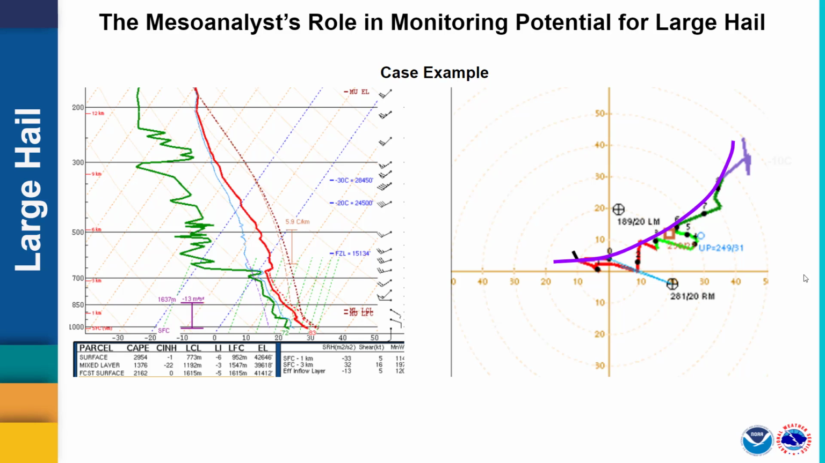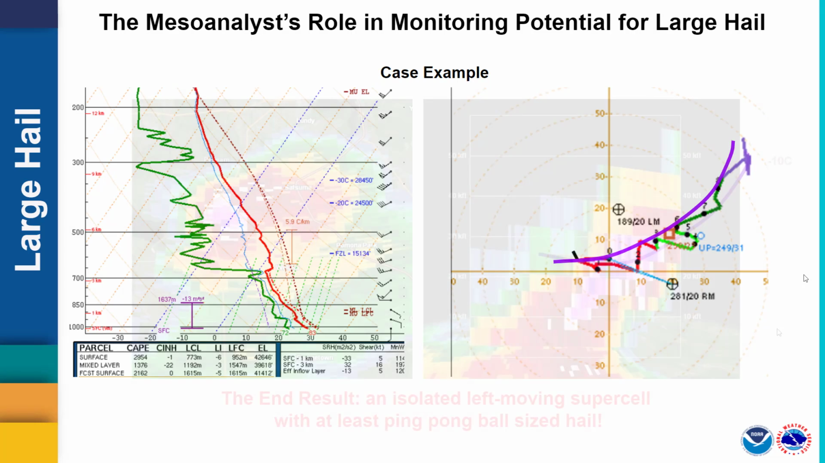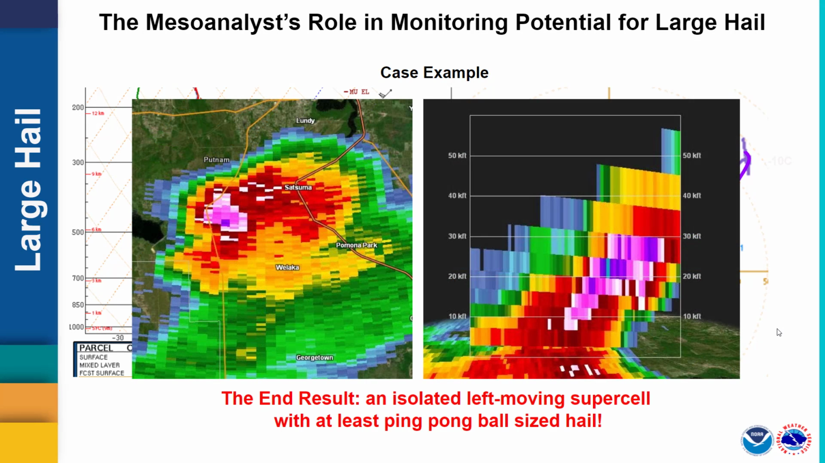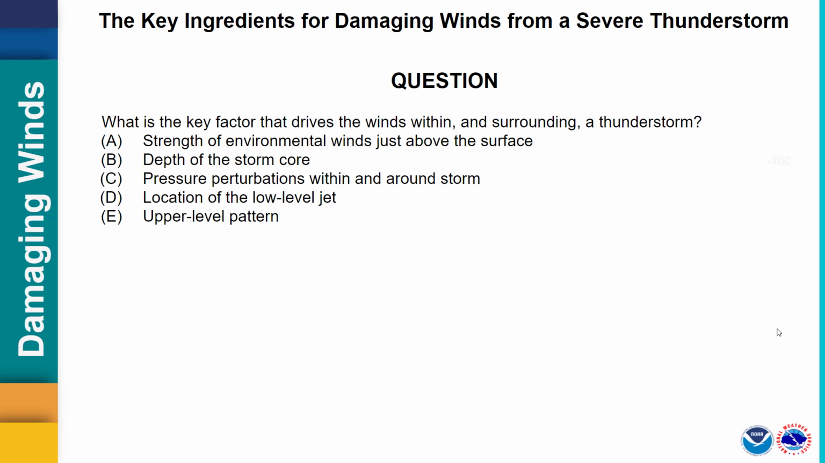What do you think that would support? On this particular evening, a lone supercell developed in north-central Florida, a dominant left mover with impressive vertical structure supporting at least ping-pong ball-size hail. While the pre-storm environment may be less favorable for this result, the mesoanalyst needs to monitor small-scale environment changes that could lead to this surprise, which was the only significant thunderstorm to develop across the northern half of Florida that evening. Okay, let's turn to the damaging wind threat.